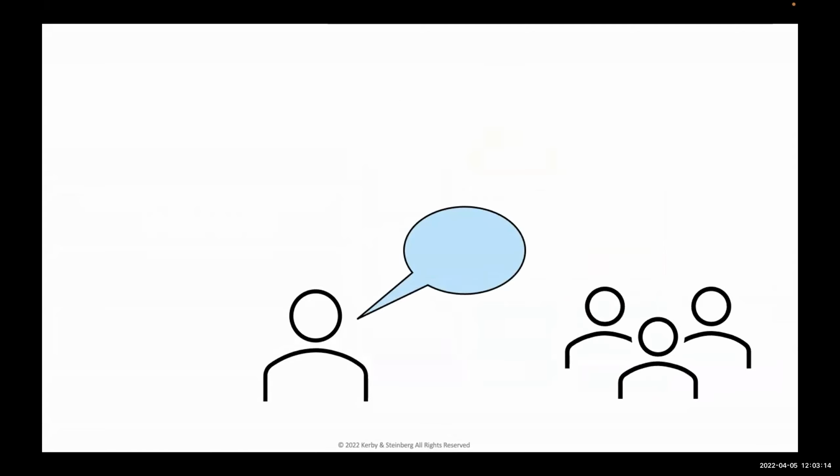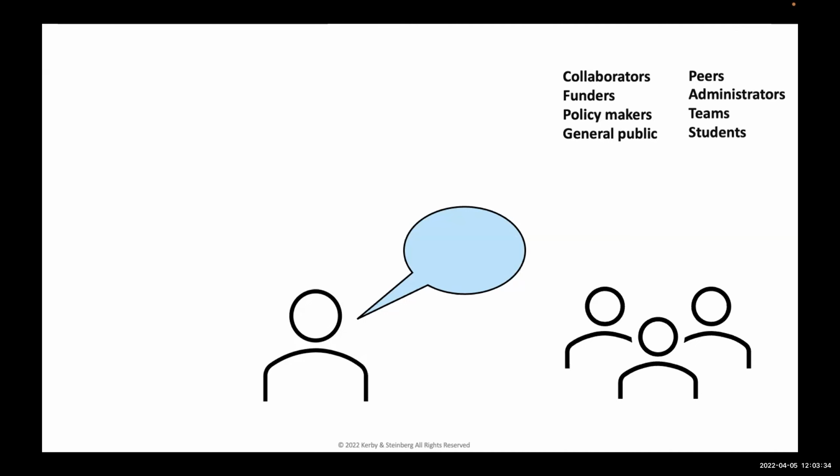All right. So as scientists and as researchers, we're tasked with communicating our research to really broad, diverse audiences. We often think of communicating to our peers, but that's just a slice of the pie. Really, we have to be able to communicate to collaborators, funders, policymakers, the general public, people outside of our institution. We also have to be able to talk to people inside of our group, like administrators or teams or students.